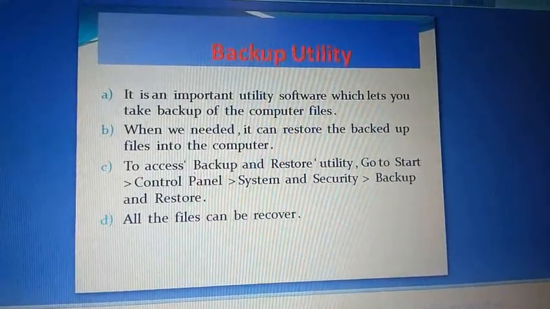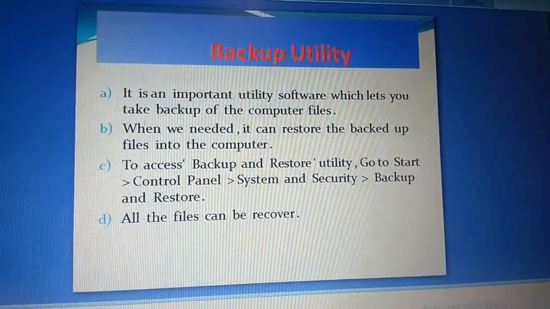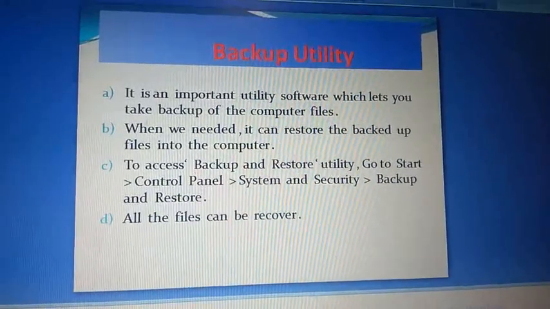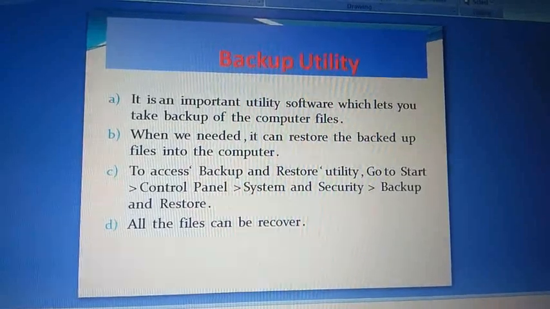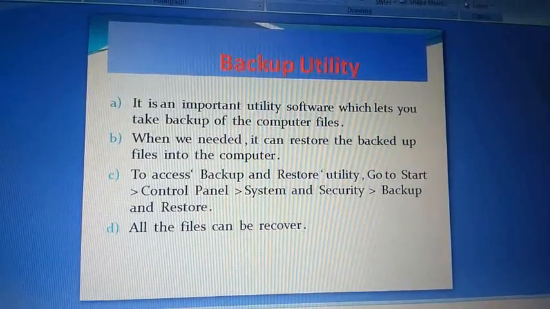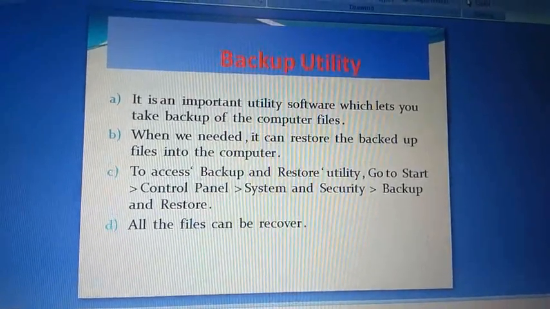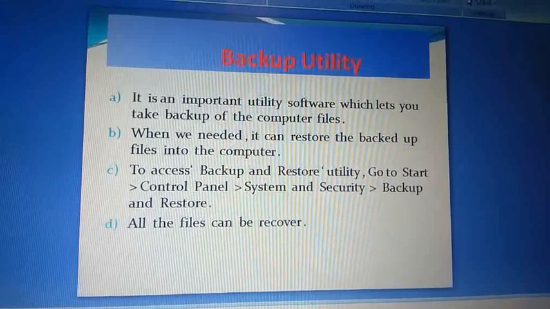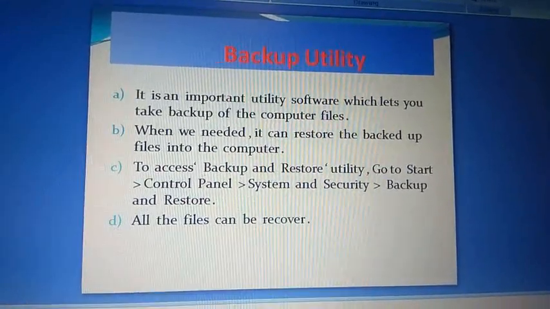To access the backup and restore utility, first go to the Start button. In all programs, the Control Panel is there. When you click the Control Panel, the System and Security application opens, and then Backup and Restore is there. And last, all the files can be recovered. We can recover the files.